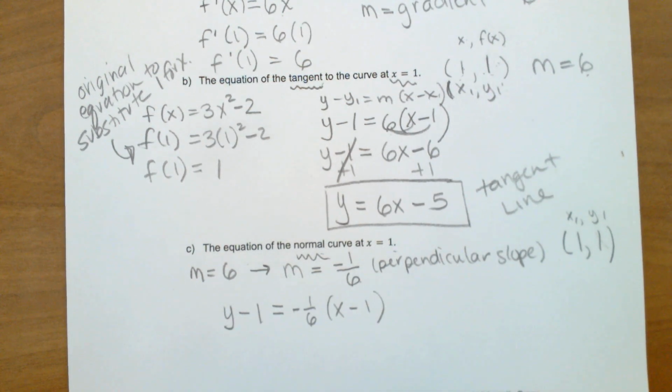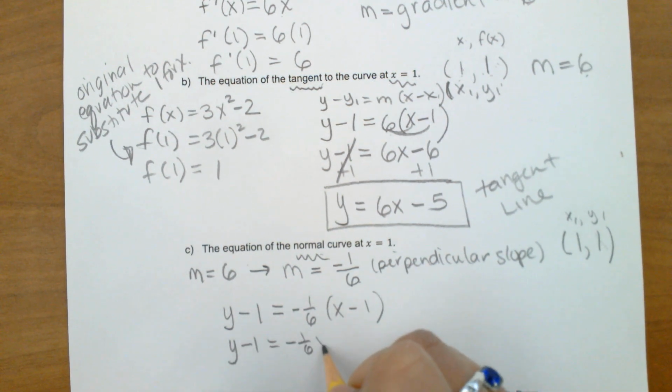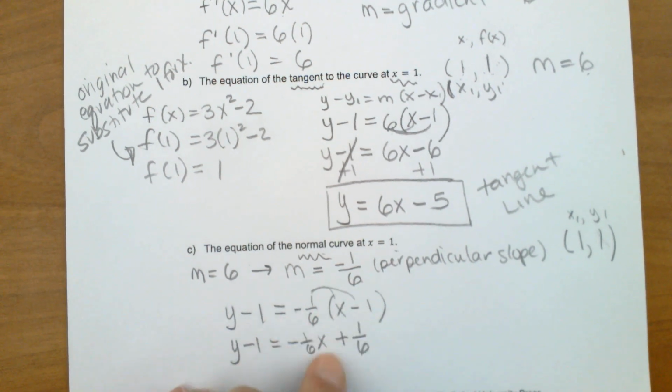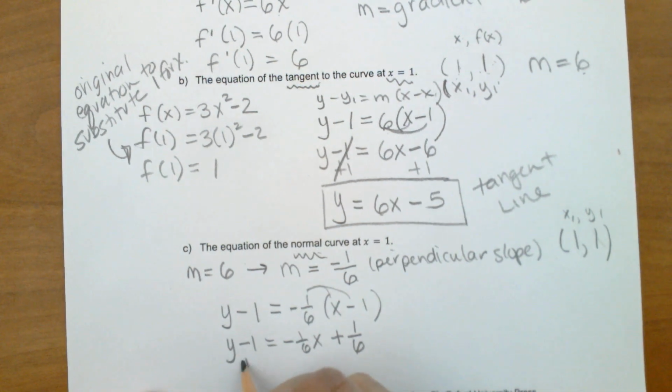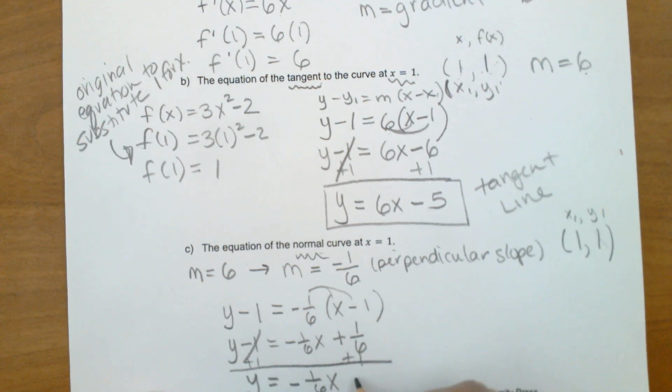Okay. Perfect, getting some points here. Now, let's just clean it up a little bit. Negative 1 over 6 x plus 1 over 6, because a negative times a negative is a positive 1 over 6. Let's add 1 to both sides. y equals negative 1 over 6 x plus 7 over 6.